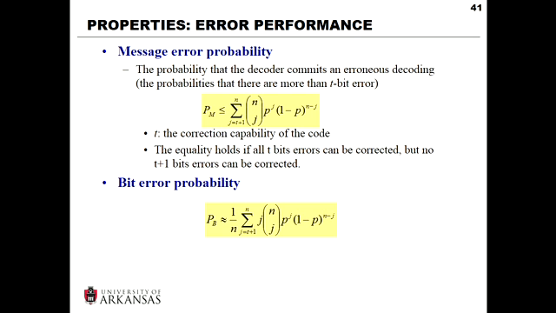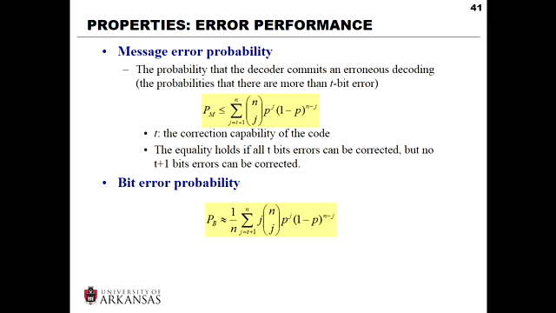And next, let's look at the error performance. Okay. So message error probability: the probability that the decoder commits an erroneous decoding. So the probability that there are more than t bits of errors. Right? So let's say the error correction capability of the code is t. If there are t bits of error or fewer, then our code can correct it. We are fine. Okay, so we are not going to make any mistake. If there are more than t bits of error, then our code will no longer be able to correct it. All right.